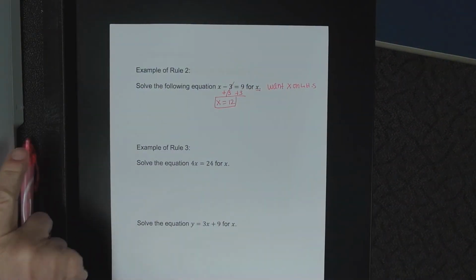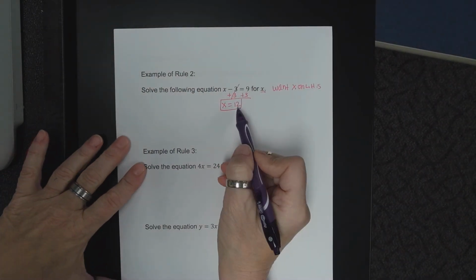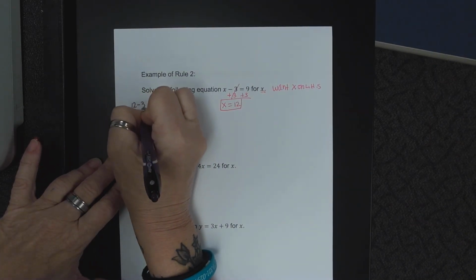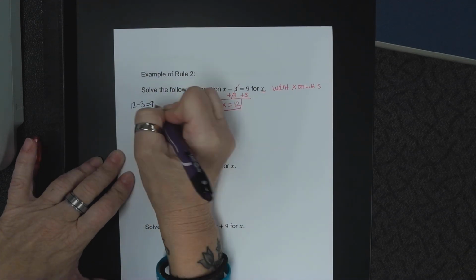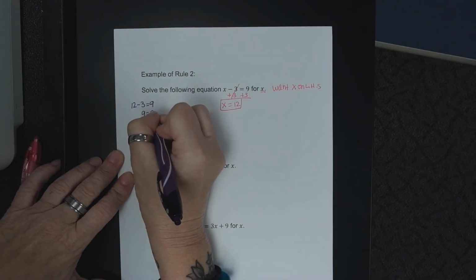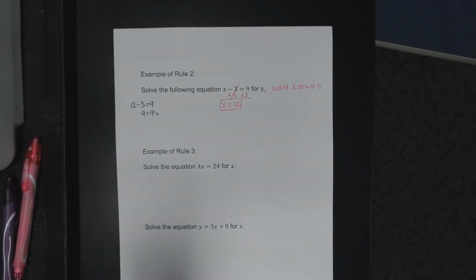We could check this. Let's do that. That would be fun. So let's plug this 12 in place of this x. So if we said 12 minus 3 equals 9, was that true? So 9 equals 9. Check. Awesome. Okay.